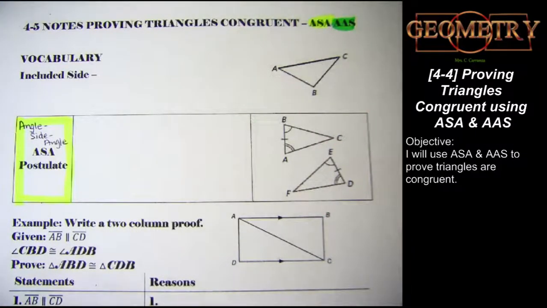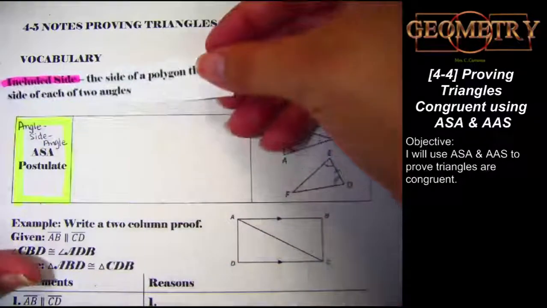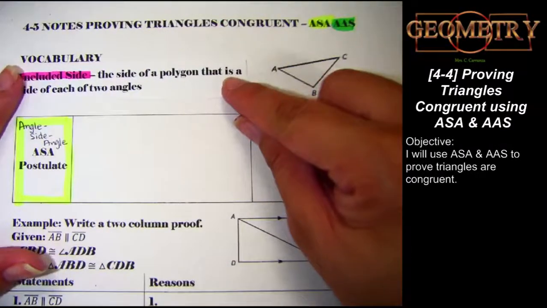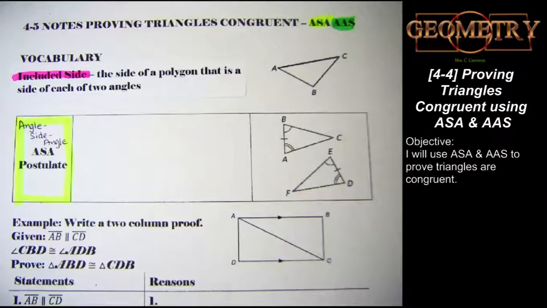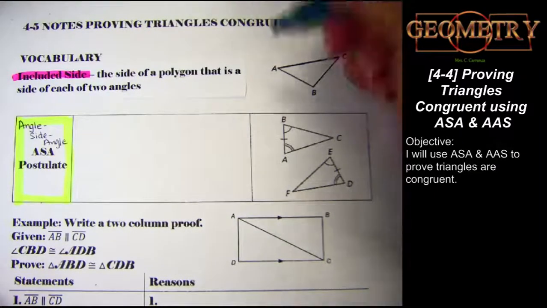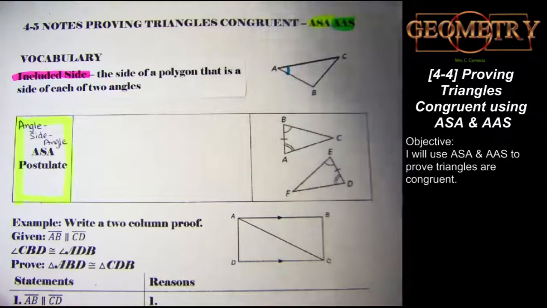Included side. Last episode, we had the included angle. That was the angle between two sides. What do you think an included side is going to be? The side between two angles. You're absolutely right. Go ahead and update that now. The side between two angles. There's the kind of bookish definition. It is the side between two angles.